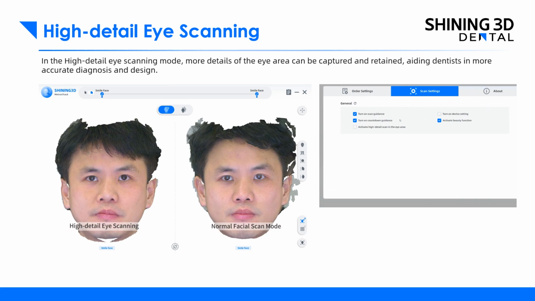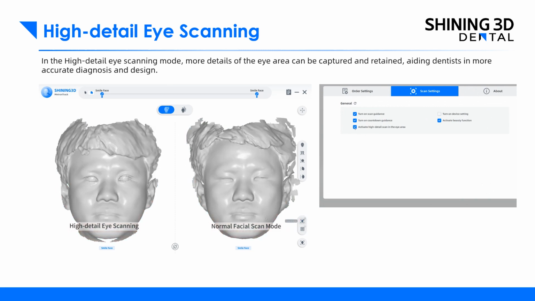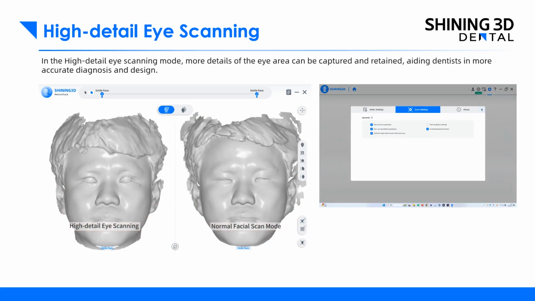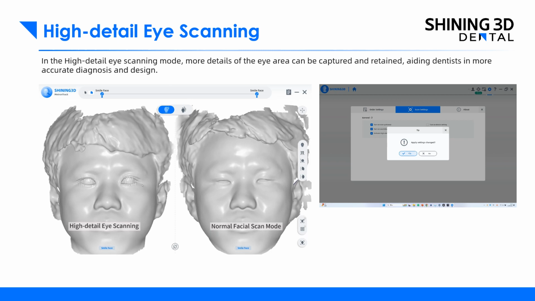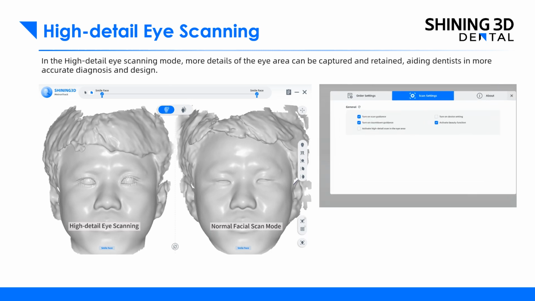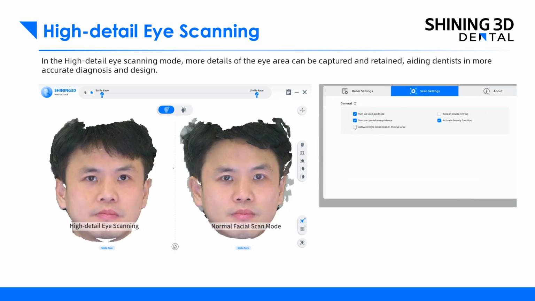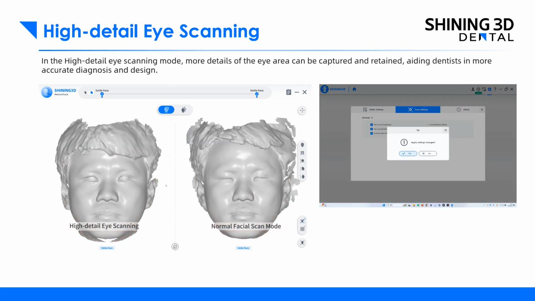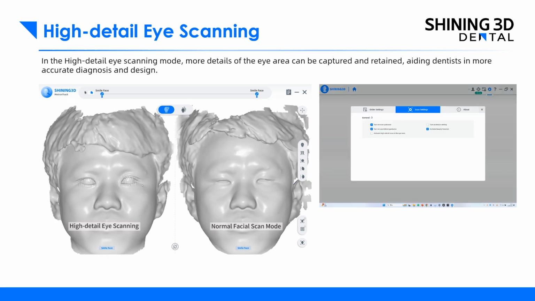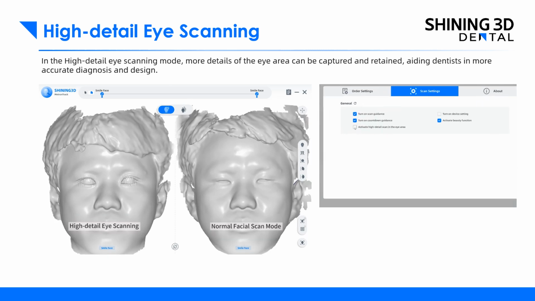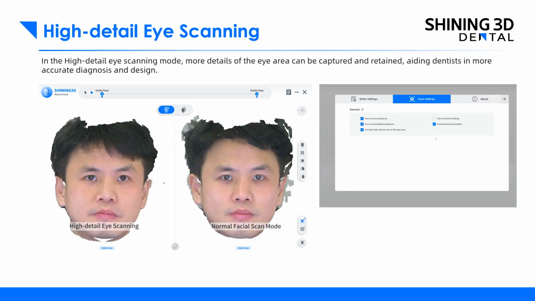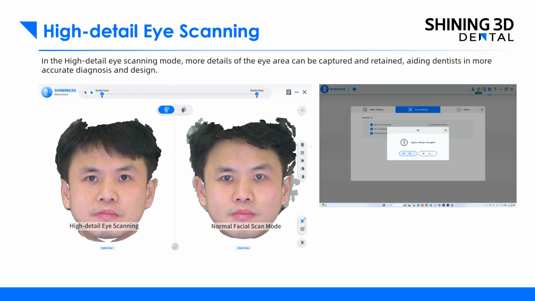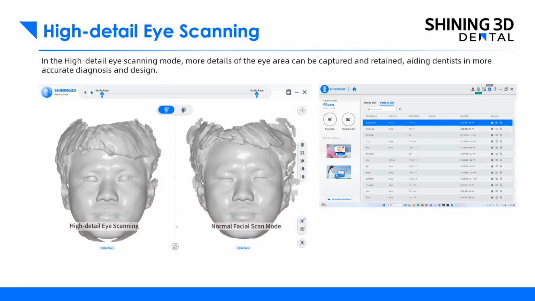The second updated feature is the high detail eye scanning. In the high detail eye scanning mode, more details of the eye area will be captured and maintained, and help the dentists in more accurate diagnosis and design. As you can see, we listed the comparison between the high detail eye scanning turned on and when this function is turned off. So here is the difference.